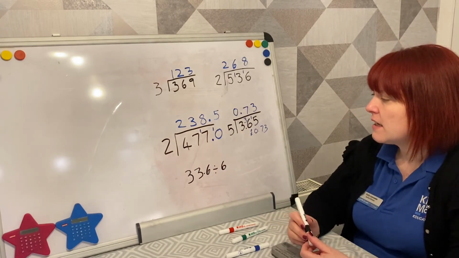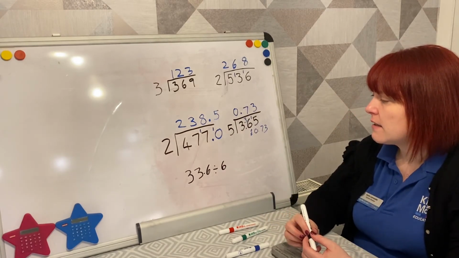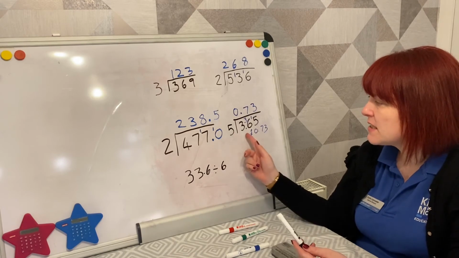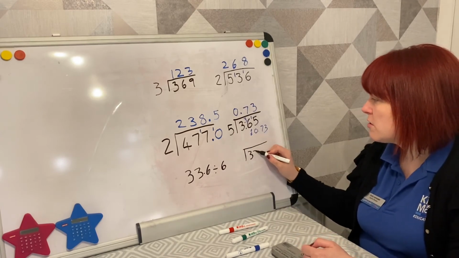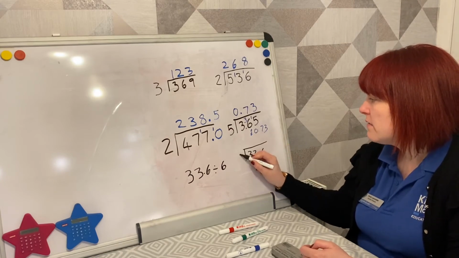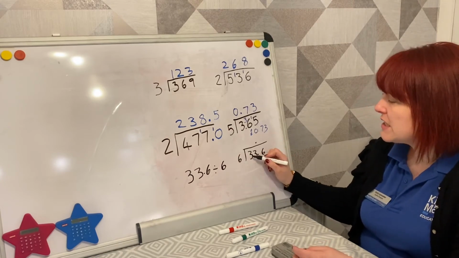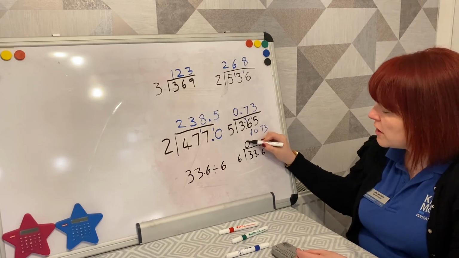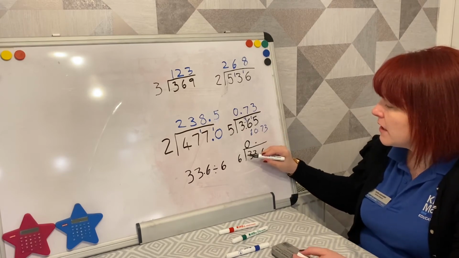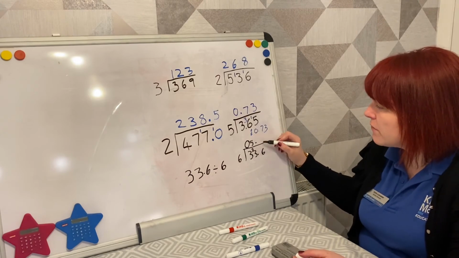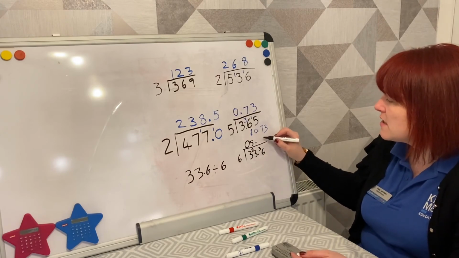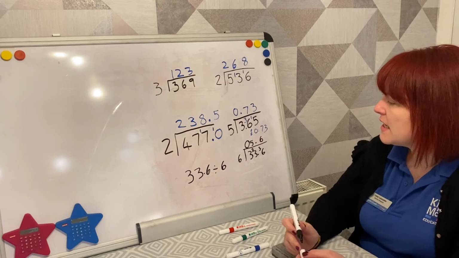And that one is exactly the same as this. We can just set it out in our method. So 33.6 divided by 6. 6 into 3 doesn't go. Carry that 3. 6 into 33 is 5, remainder 3. 6 into 36 is 6.